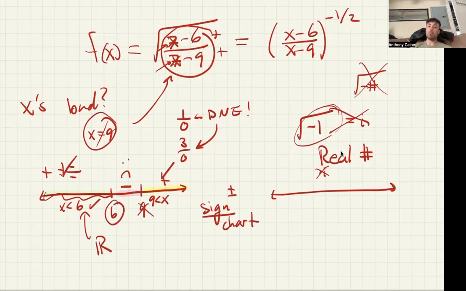Let's check 6. What happens when you plug in 6? Well, the top is 0 and the bottom is negative. The bottom being negative doesn't really matter because the top is 0, so you get 0. So it turns out 6 is okay.